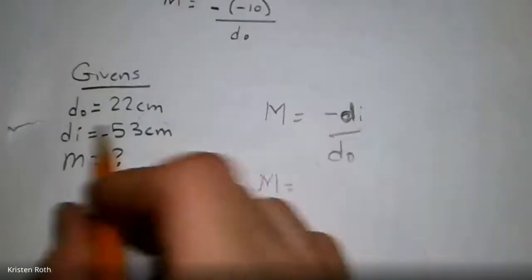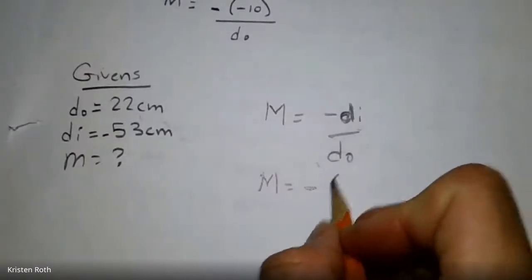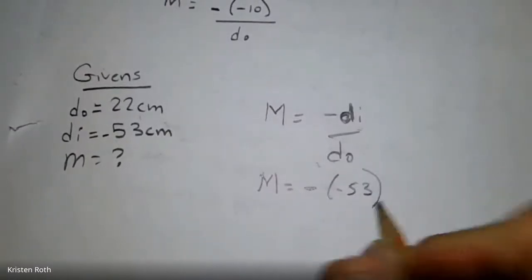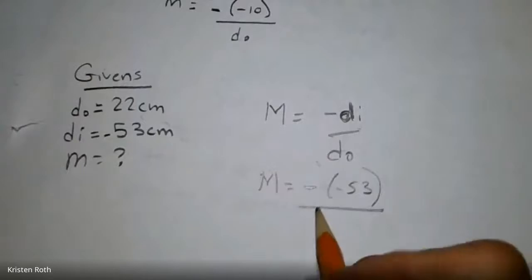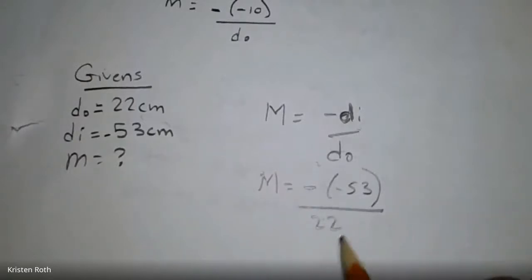Okay, we're going to have our negative, but we're going to have another negative. And it's di over do, and it's over 22. Okay, so we've got our di over do. If you want, you can just do it now. Take away the negatives. And what is our answer? It's going to be around 2 point something, right? 2.4. Magnification is 2.4.